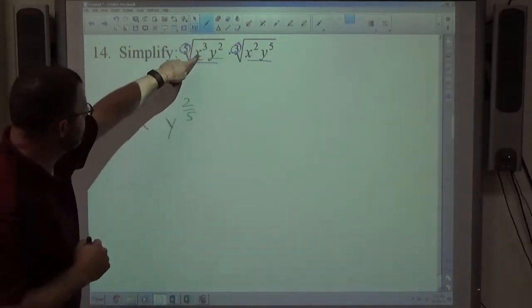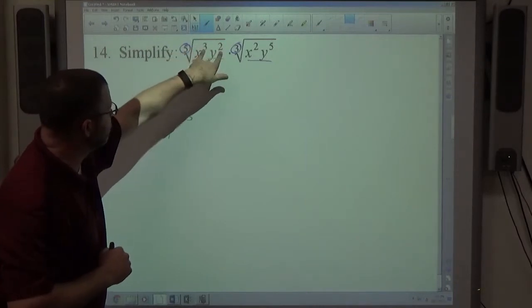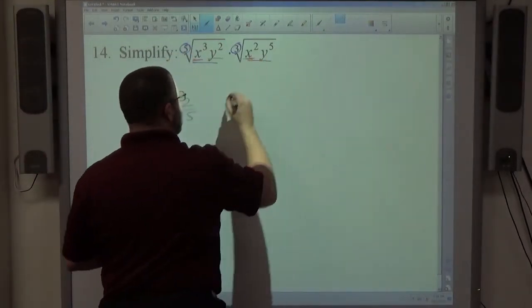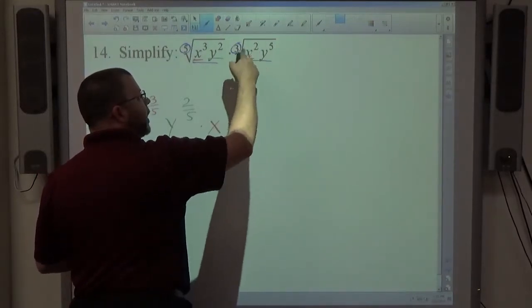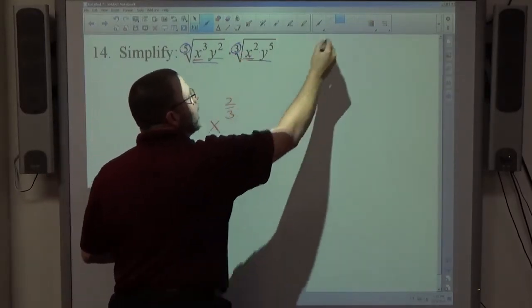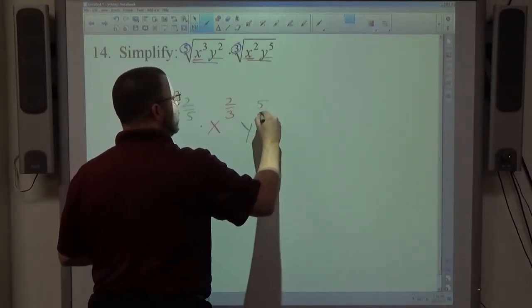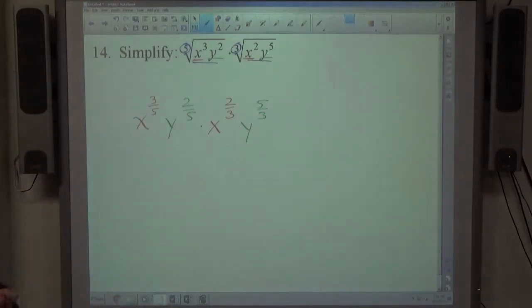Alright, so x to the 3 fifths, y to the 2 fifths. Power divided by root for each one. The second one, we have x right here, and we take the 2/3 power, and we've got y right here, and that's going to be the 5/3 power. So that's priority one. Get them all out of the radical structure into the fractional power.